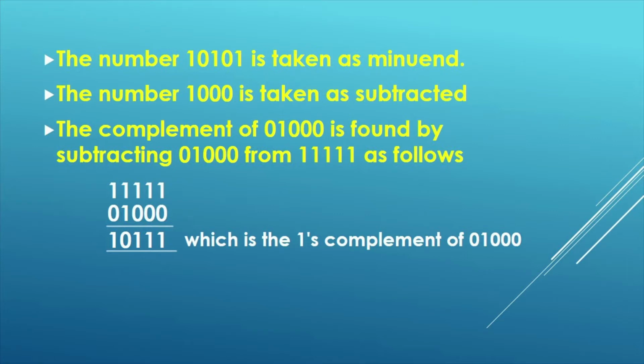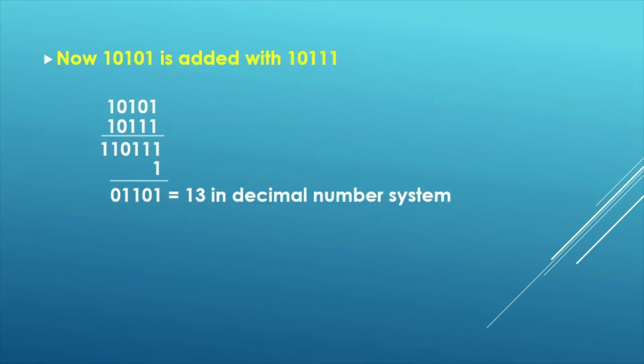When we add, you can see the leftmost bit is the carry, which is a 1. That 1 is added with the remaining numbers, as you can see below, and we are getting the result as 01101, which is nothing but 13 in the decimal number system. So this is how we subtract two binary numbers using the 1's complement method.